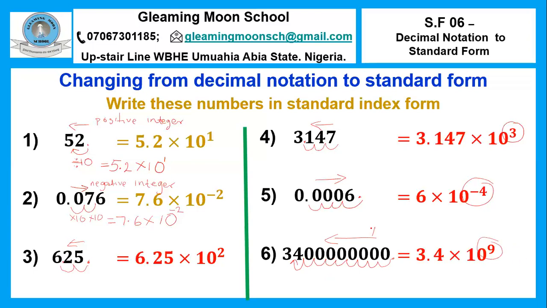So when you move to the left, you have a positive power. But when you move to the right, you have a negative power. Okay, so positive power means you're dividing by 10. Negative power means you're multiplying by 10.